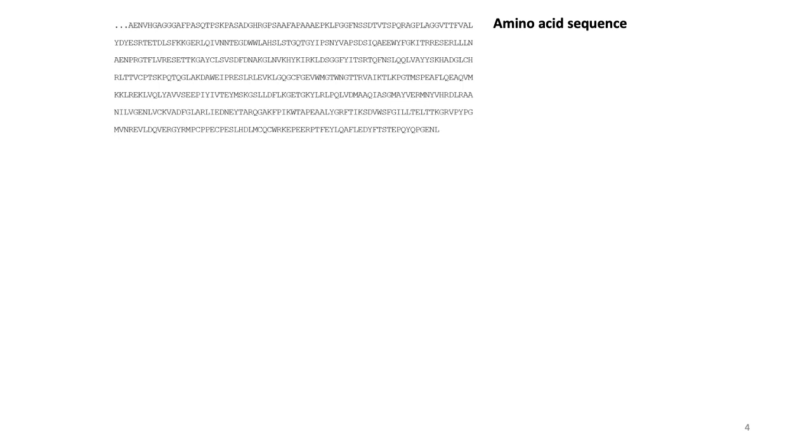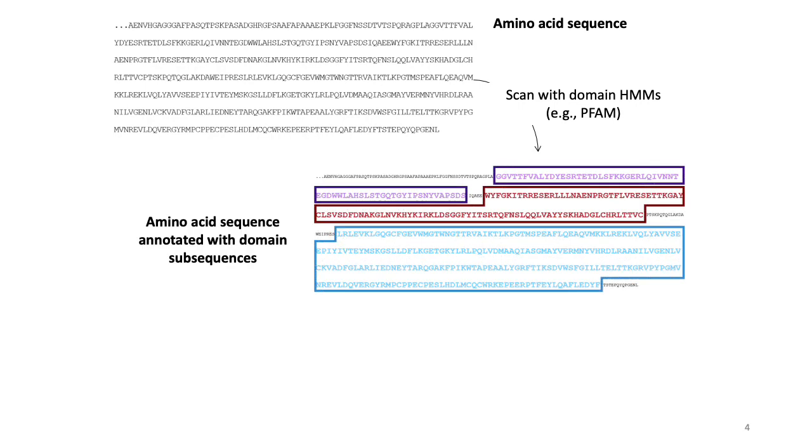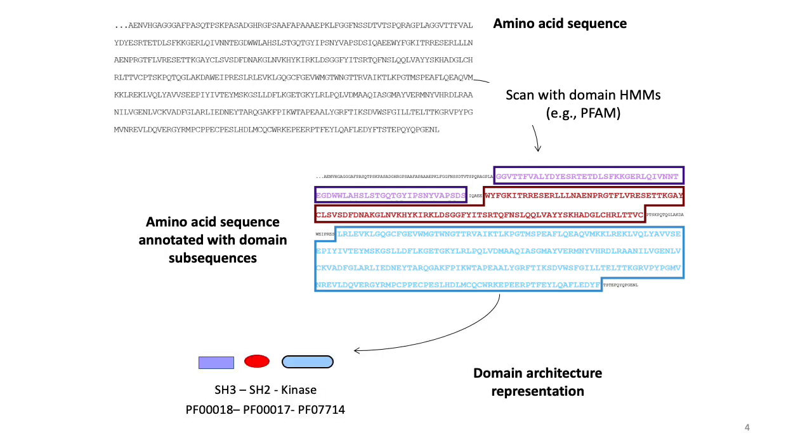The domain content of a protein can be determined by scanning its amino acid sequence with probabilistic domain models from a domain database, such as Pfam or SUPERFAMILY. This is an example of a domain HMM, shown as a logo that represents the amino acid composition of each site. Scanning the sequence with these HMMs identifies the starting and ending position of each domain present in the sequence. The domain architecture of a protein is an abstract representation consisting of the sequence of domains in a protein in N to C terminal order.